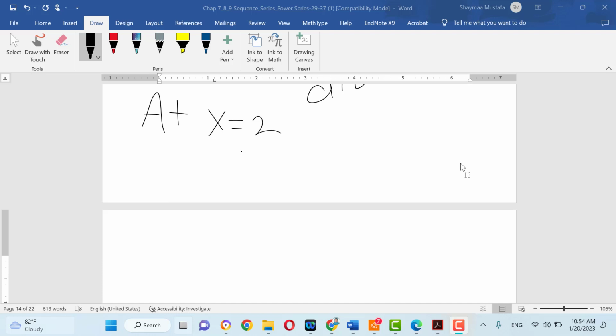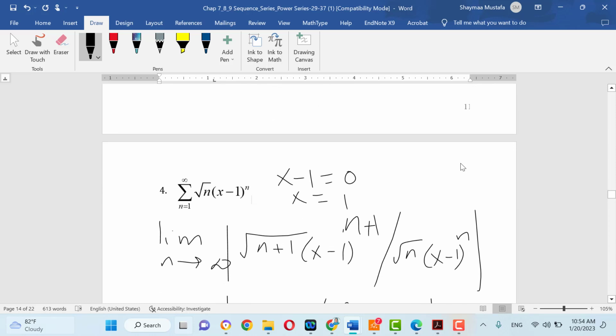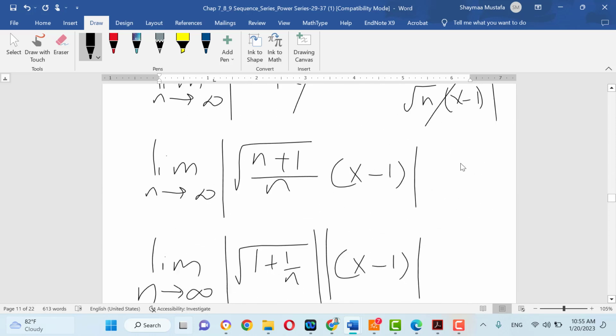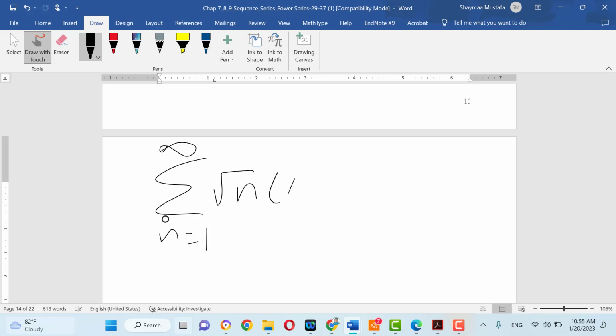We will go for the original series again, and we replace x by 2. So you will have this series: the summation from n equals 1 until infinity of square root of n times 2 minus 1, which is 1, to the power n. 1 to the power n for sure is 1, so this is your series.